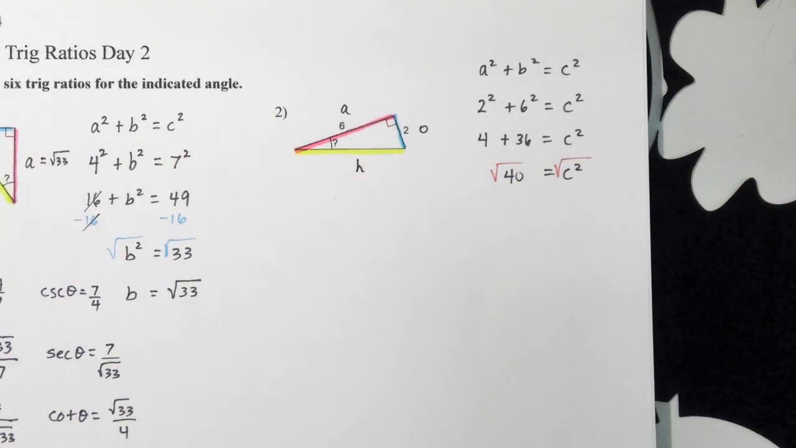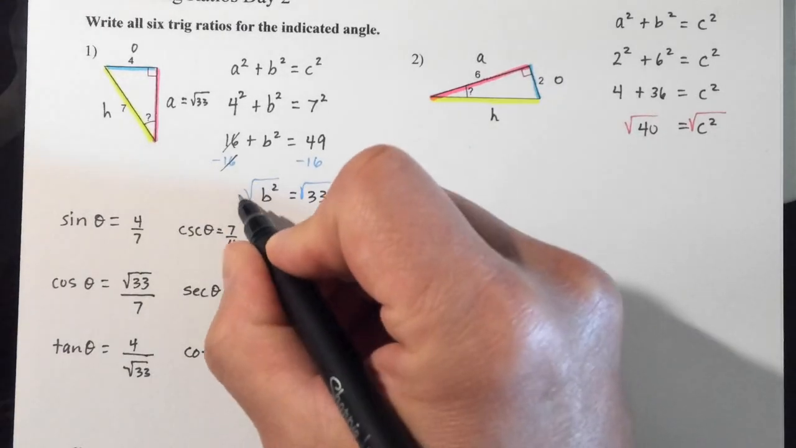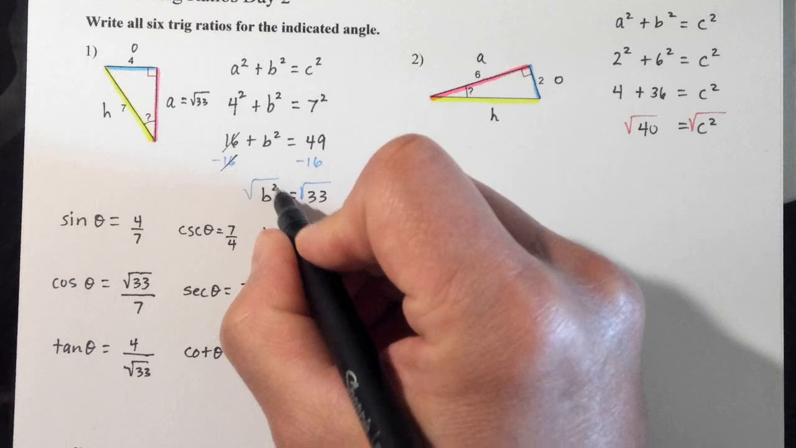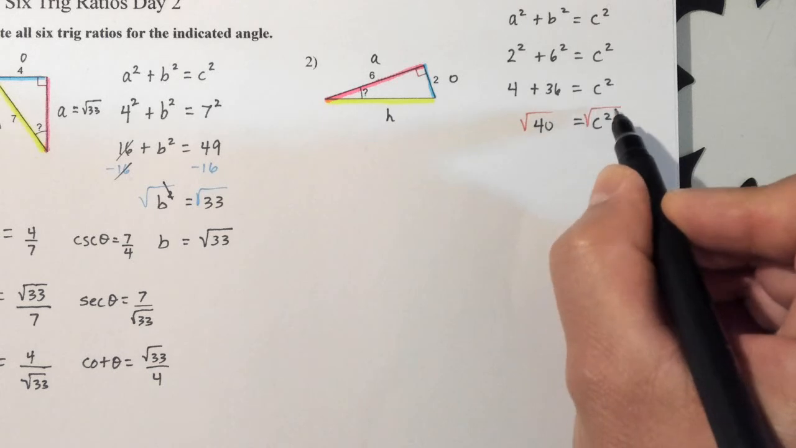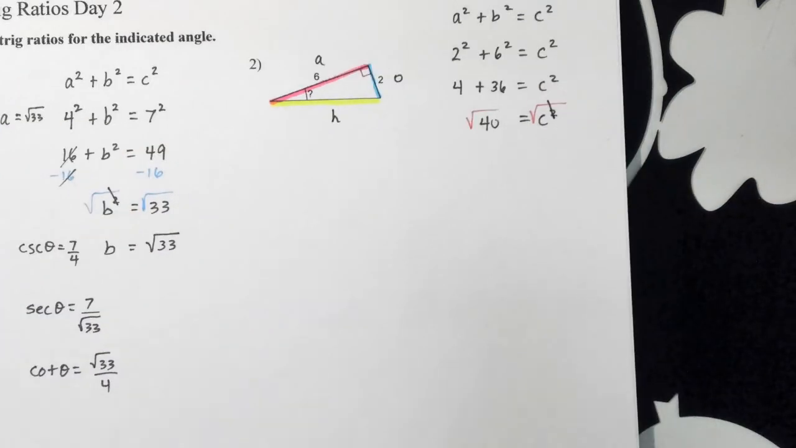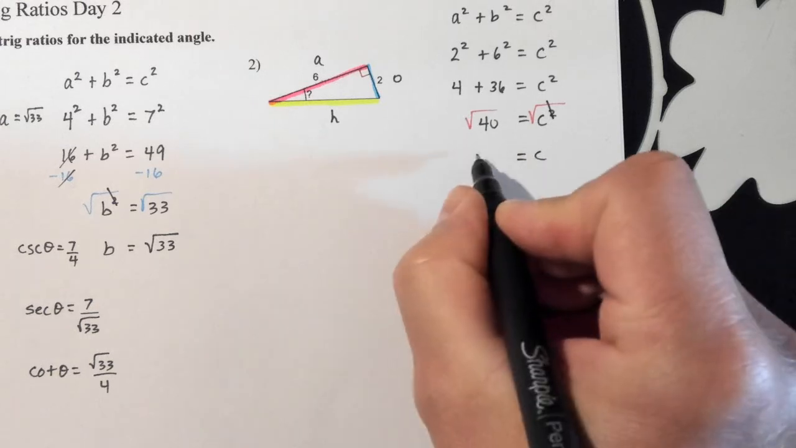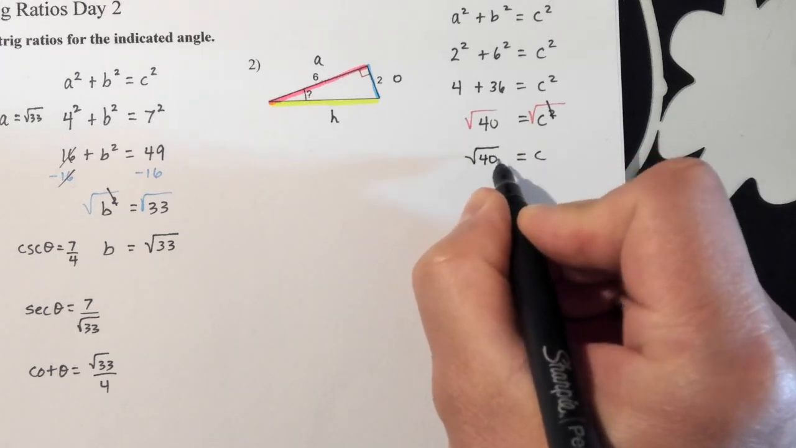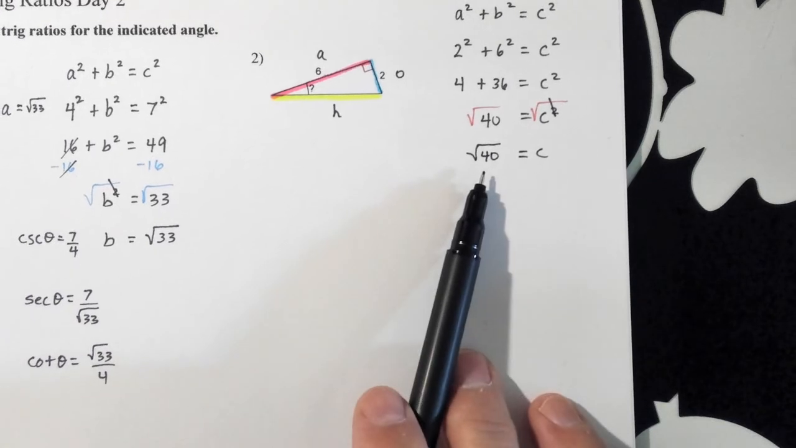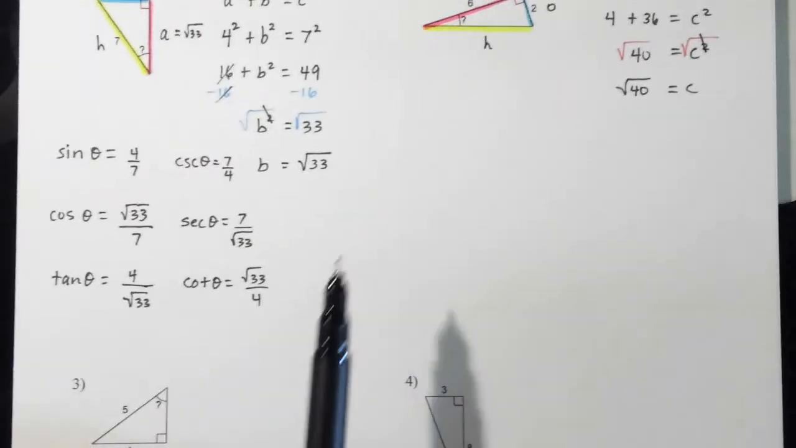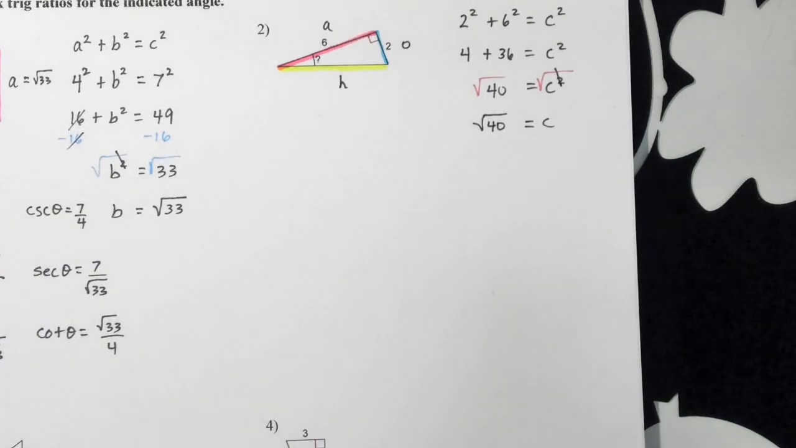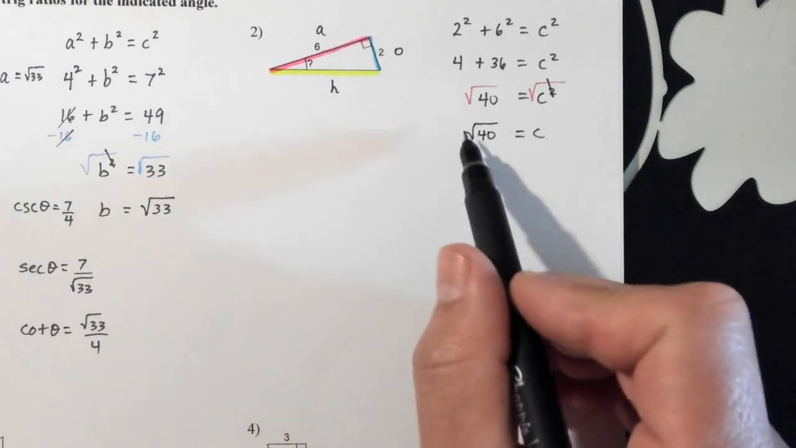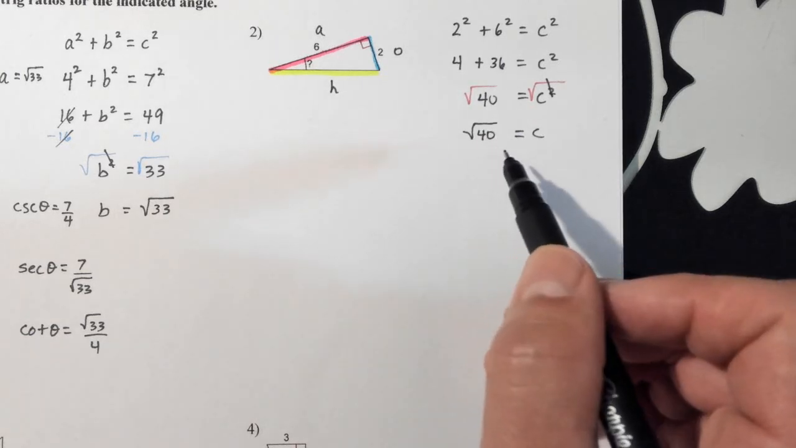I probably on this problem should have showed canceling. So squaring and square rooting are opposite operations, so they cancel each other, and you get positive, negative, radical 40. I'm going to leave it like this for this lesson, but just keep in mind this particular one is simplifiable. That one was not, and I'll talk about in the next video how you can tell if something's simplifiable or not.